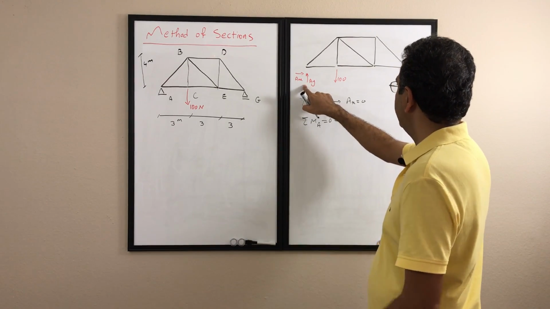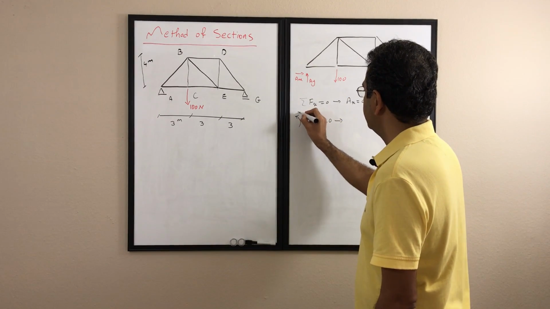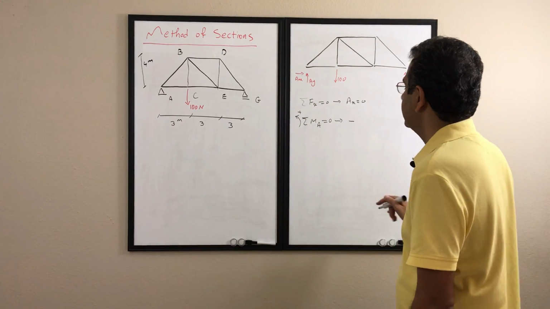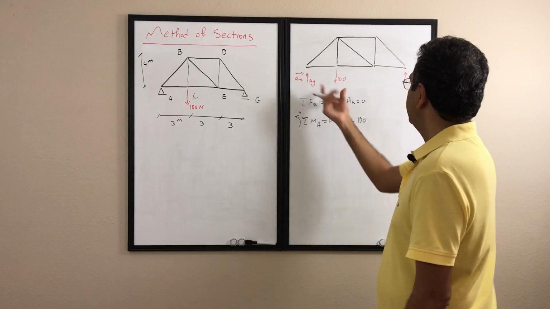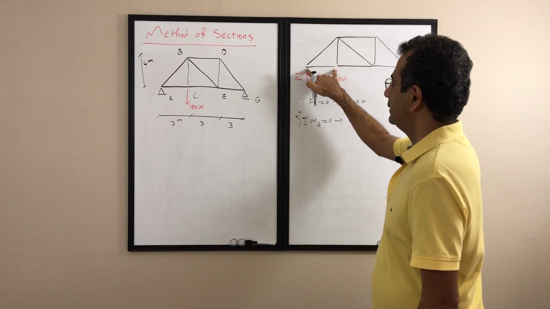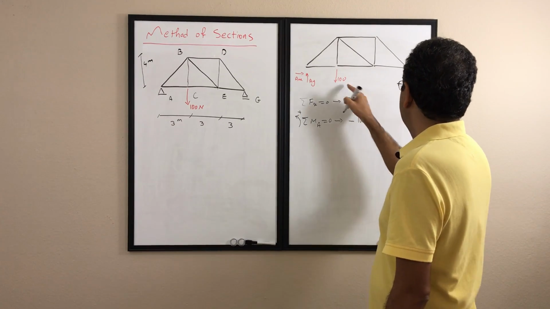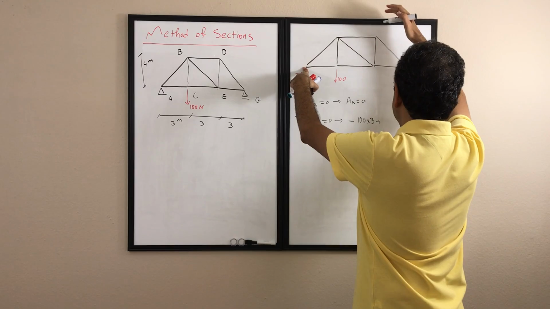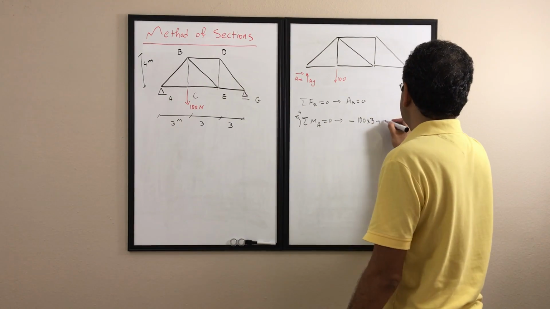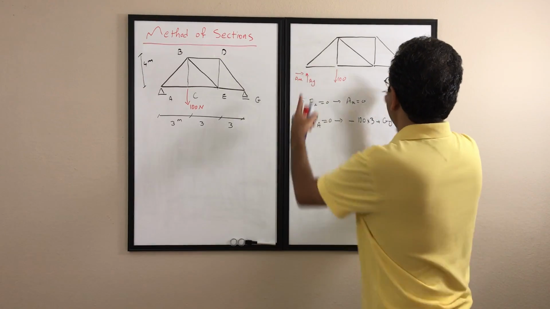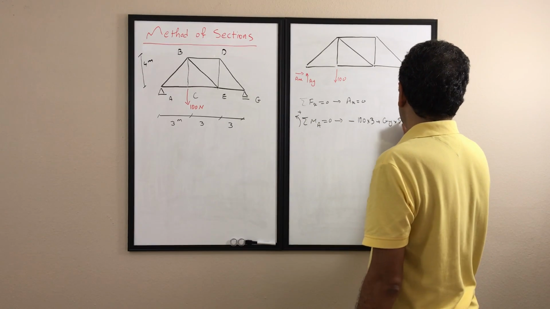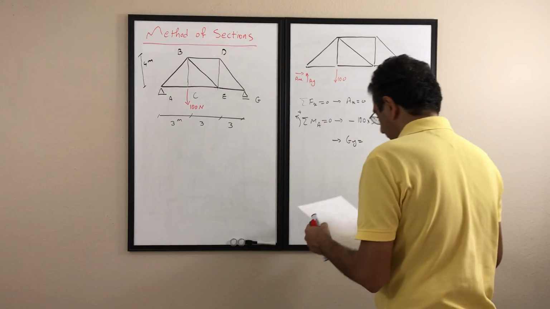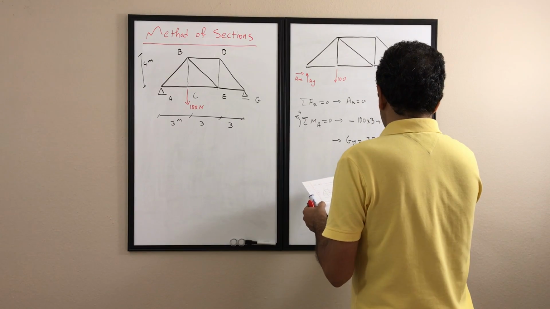If I write sigma M about point A is 0, and assume counterclockwise is positive, then the 100 Newton force about point A is going to rotate the entire truss clockwise, so it's going to be negative 100 times the normal distance between the 100 and joint A, which is 3. The GY is going to rotate the entire truss about A counterclockwise, so it's going to be positive GY times the normal distance between GY and A, which is 9, and it's equal to 0. Therefore I calculate GY as 33.33 Newton.